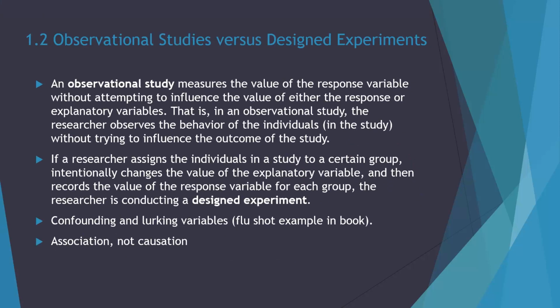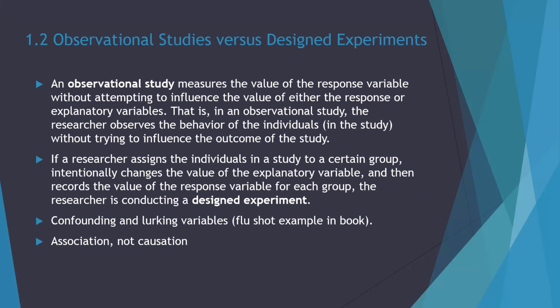Now we start section 1.2, observational studies versus designed experiments. An observational study, and you can read the definition here, but basically this is where we are observing something without influencing it. Observational studies are a very common type of study to do. It says if a researcher assigns individuals in a study to a certain group, intentionally changes the value of the explanatory variable, and then records the value of the response variable for each group, the researcher is conducting a designed experiment.